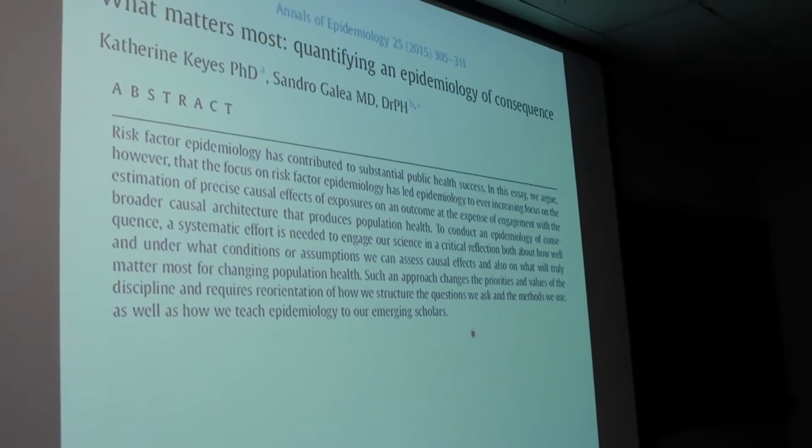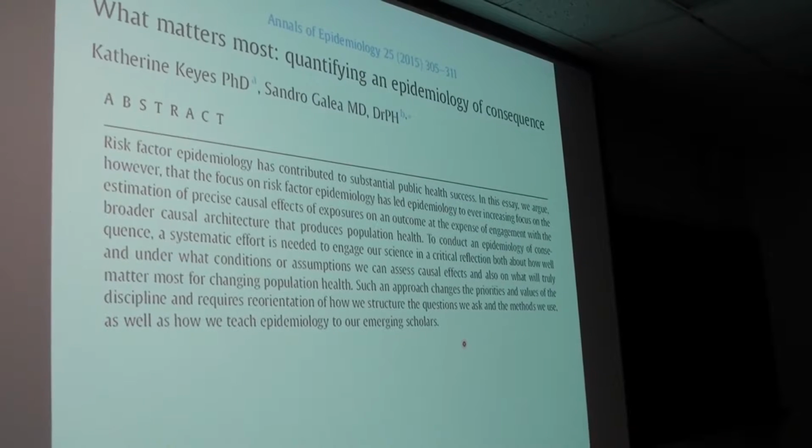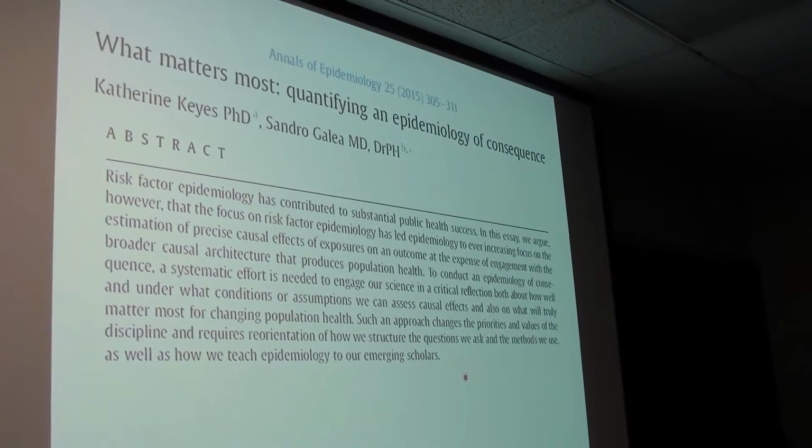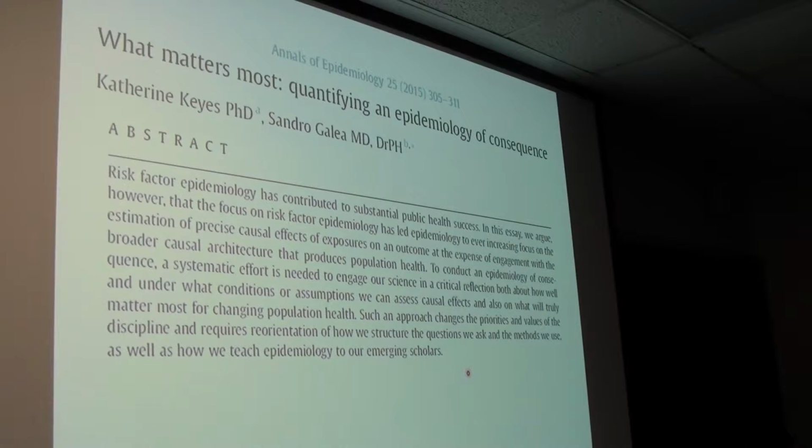Sometimes they write a paper and they never say. This paper comes the closest, so I would recommend, and I'll make the slides available, comes the closest to actually saying what is a consequential epidemiology that I can find. But by and large, it's left up to you. So it's sort of a Rorschach test. Whatever you think is consequential, you can read that into the ink blot. Precise causal effects of exposures on an outcome at the expense of engagement with the broader causal architecture that produces public health. Okay? And already we're talking about an epidemiology of consequence without actually saying what it is.